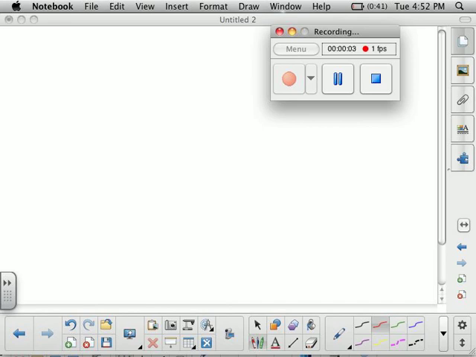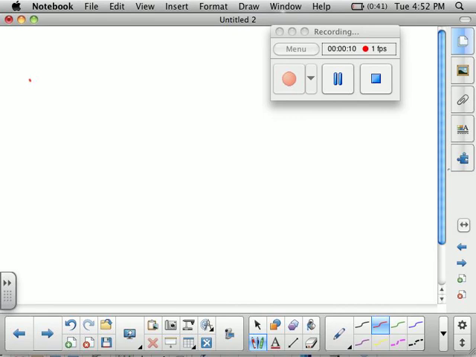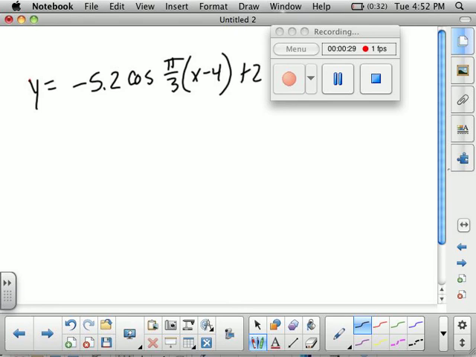The last type of problem I want to demonstrate is one where you have to come up with the x and y values using a sinusoidal. So if I have an equation that looks like y is equal to negative 5.2 cosine pi over 3 times the quantity x minus 4, close the quantity, plus 2. And we want to evaluate that when x equals 11. What we want to do is go ahead and replace the x in the parentheses with an 11.